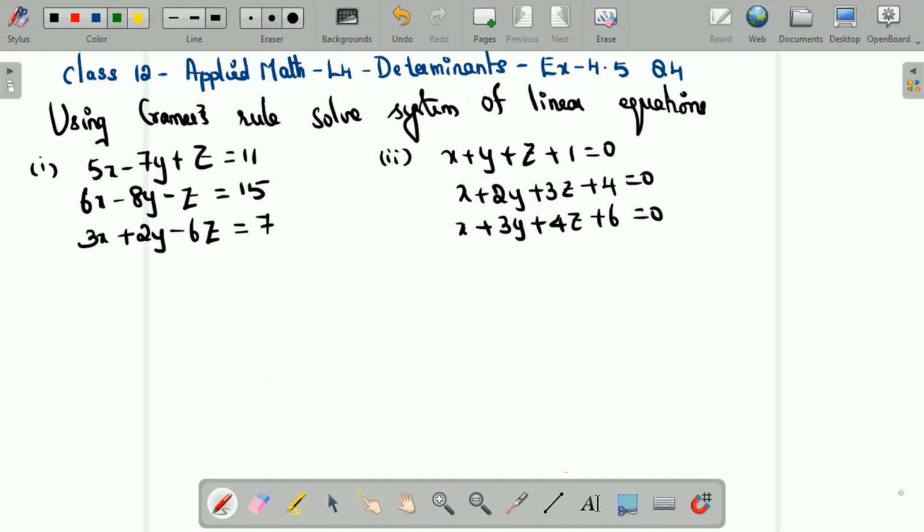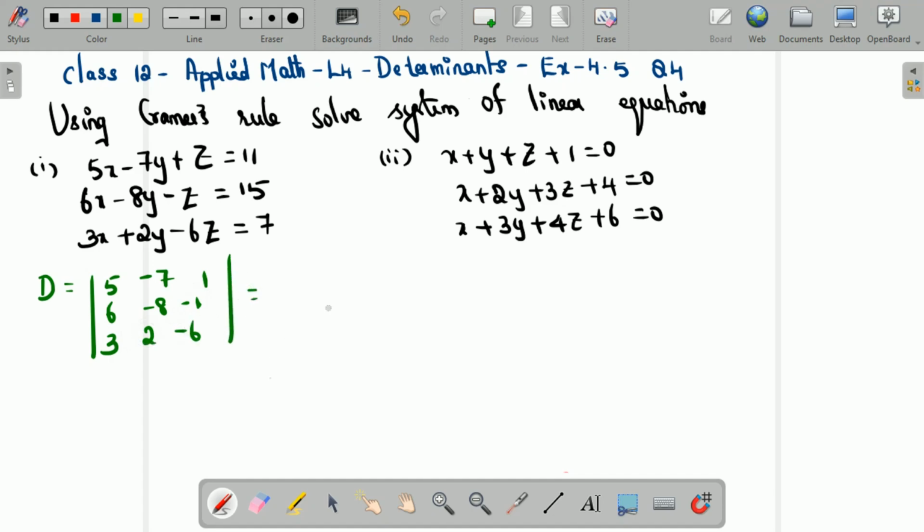In this video, let's find the solution to the fourth question in exercise 4.5. Using Cramer's rule, solve the system of linear equations. So let's look at the first subdivision. Let's calculate D. This determinant is going to be 5, minus 7, 1, 6, minus 8, minus 1, then 3, 2, minus 6.